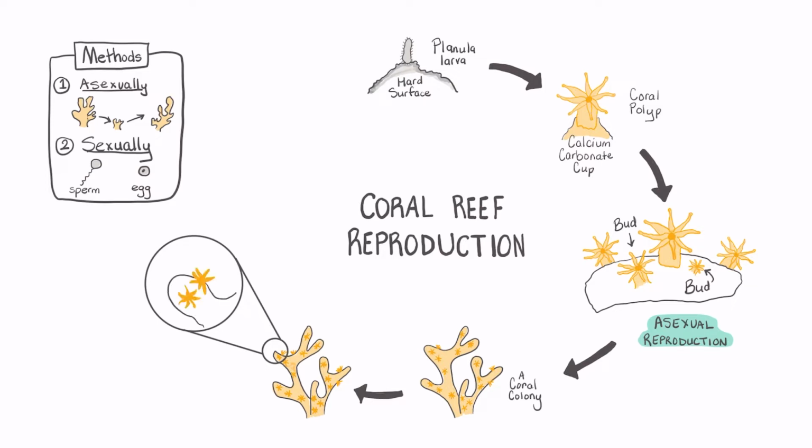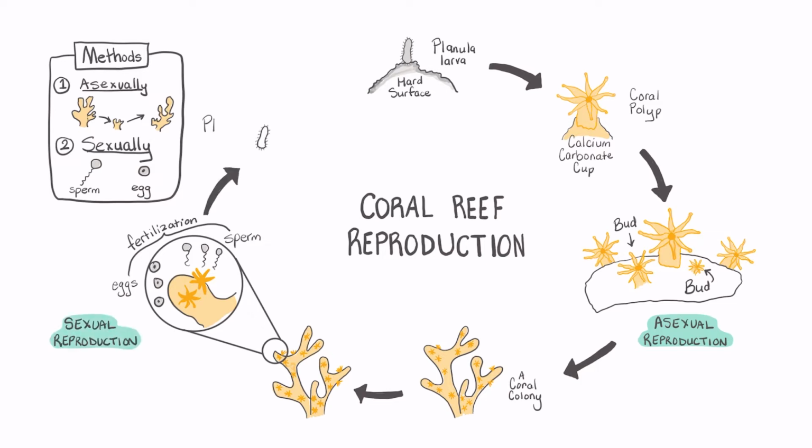The sperm and egg produced by these polyps are then shed into the surrounding water, where the eggs are fertilized, and the fertilized eggs develop into a new planula larvae. And this begins the process of colony formation over again.